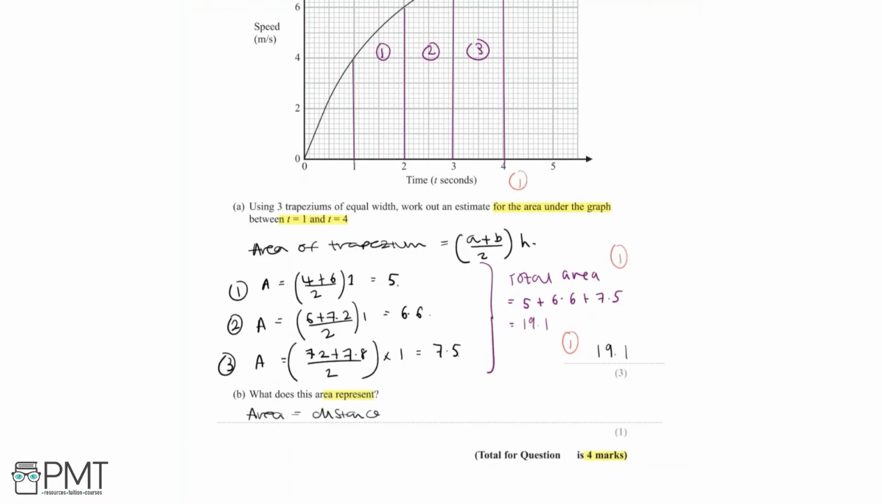We then get the fourth and final mark in part B for correctly saying that the area under the graph represents the distance travelled by the objects, allowing us to achieve the full 4 marks needed in this question.